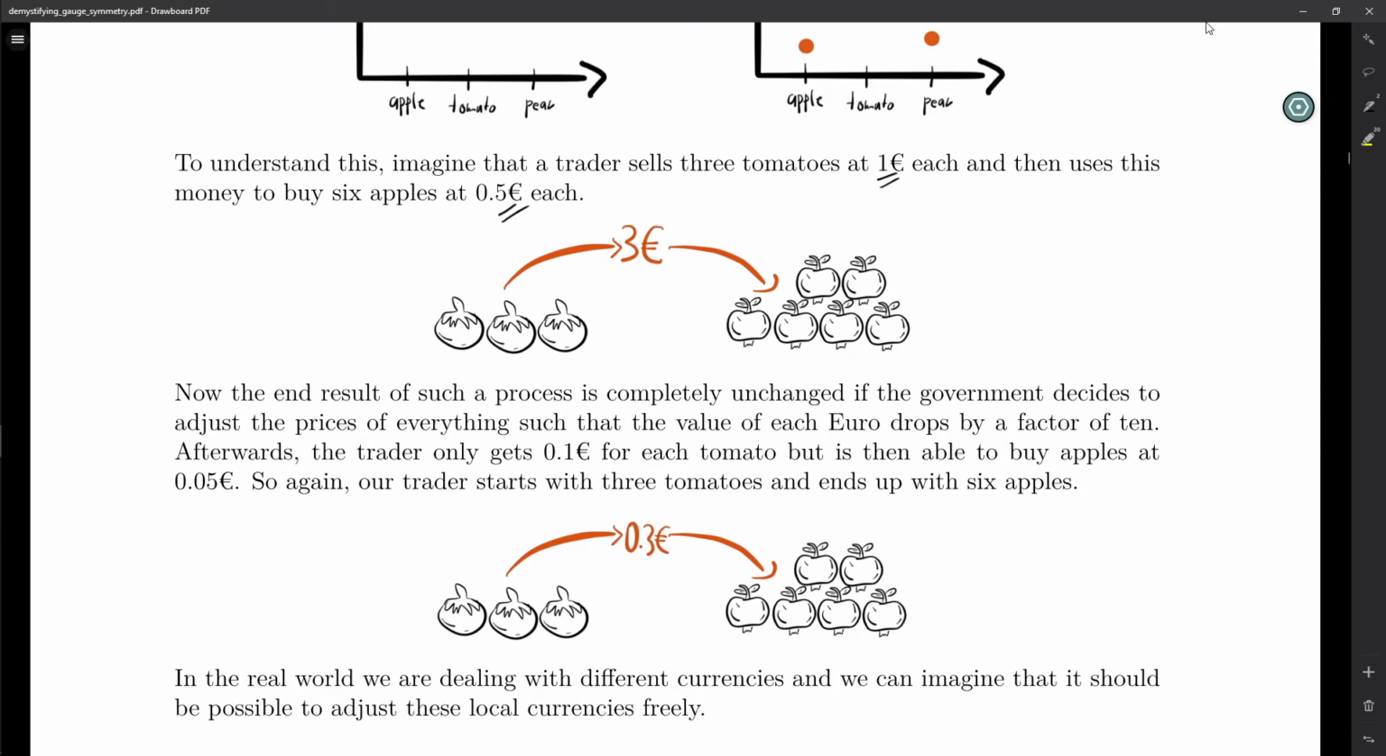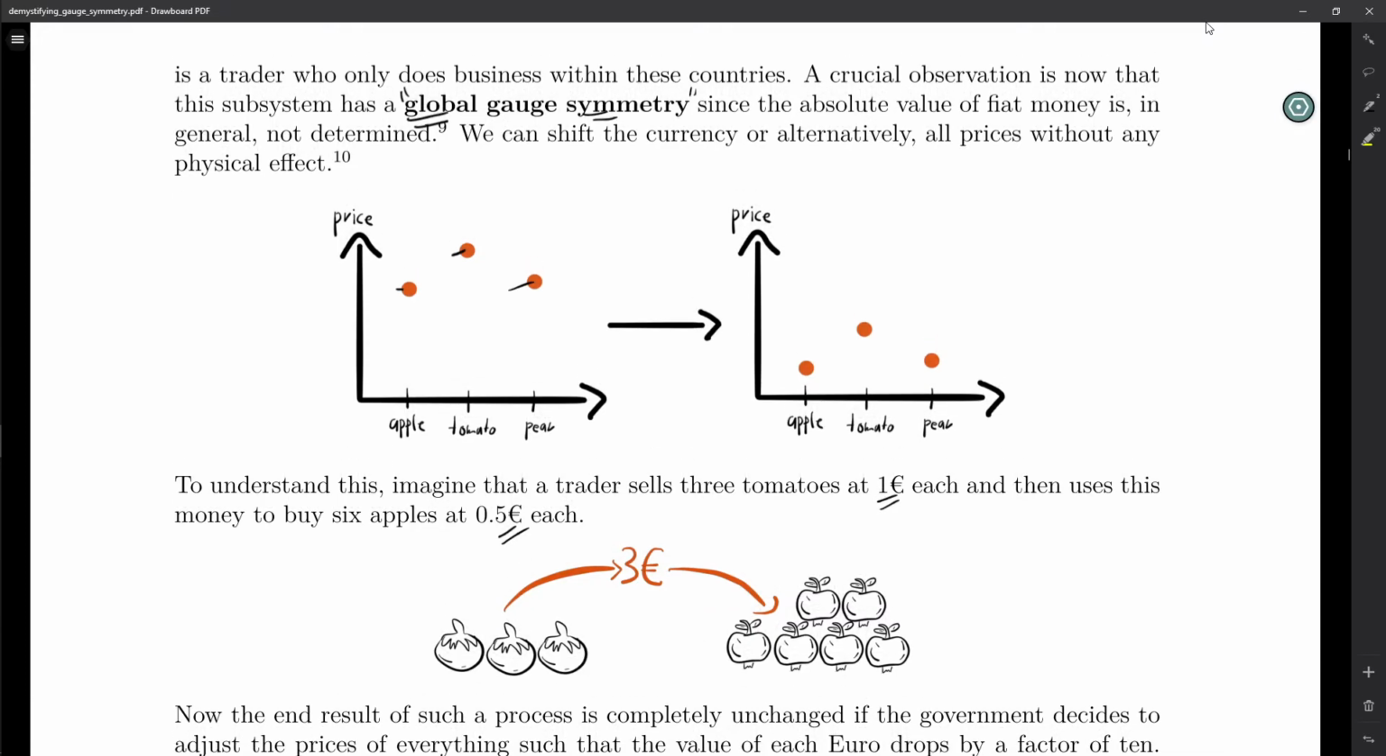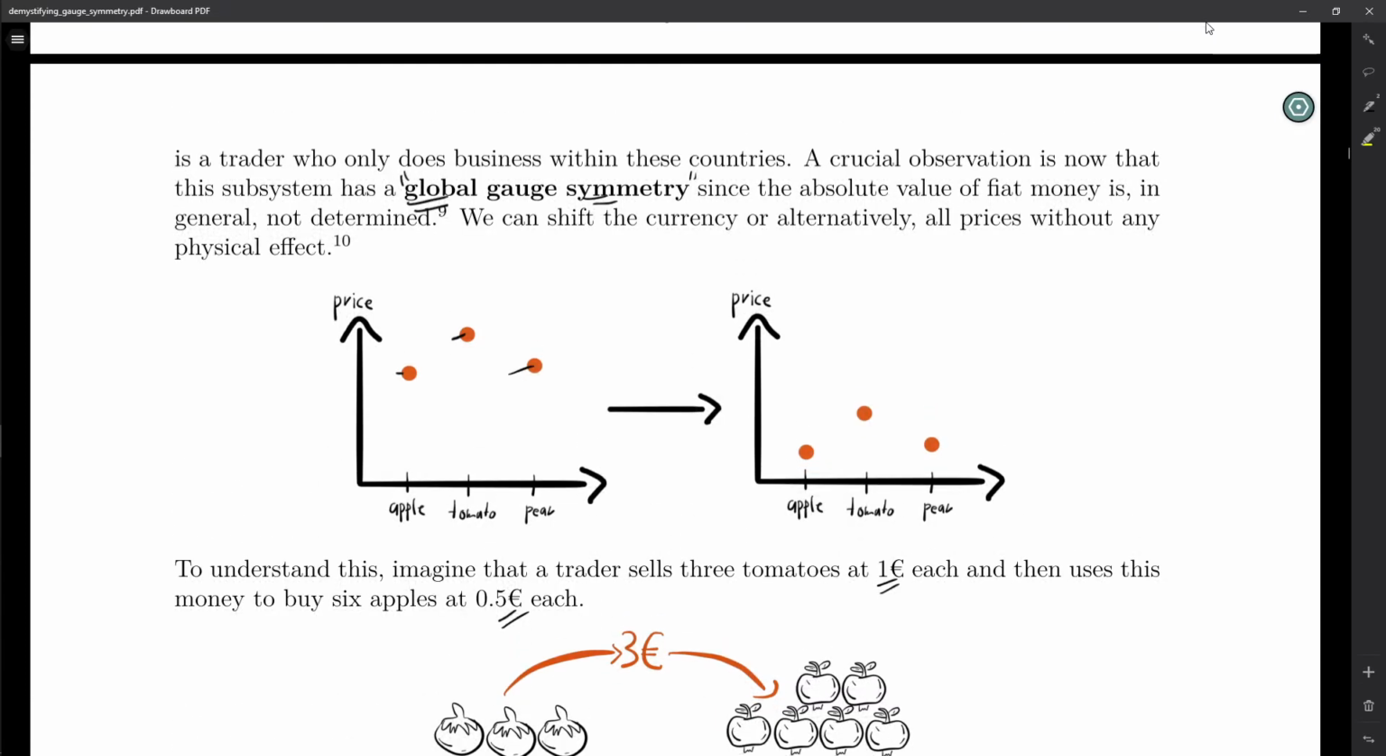So this is usually termed a global gauge symmetry. The reason it's called global is because you're changing everything in the system at the same time. And it's a symmetry because you can see that it does not change what is physically relevant. And the word gauge, honestly, I don't understand the origin of this word, but this is what we would term a gauge symmetry.